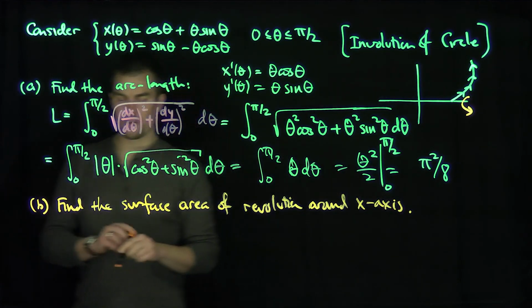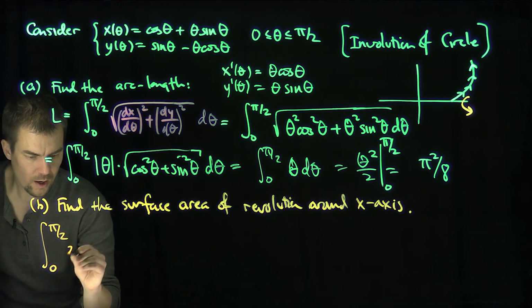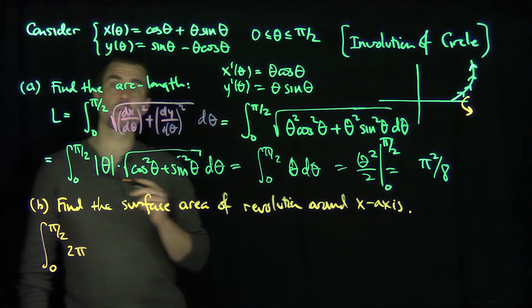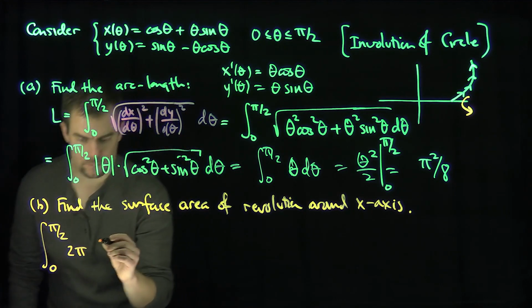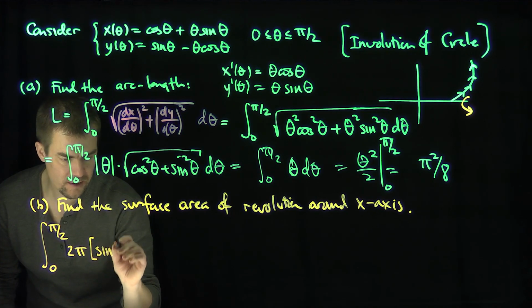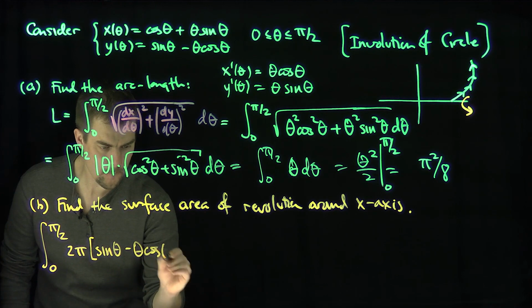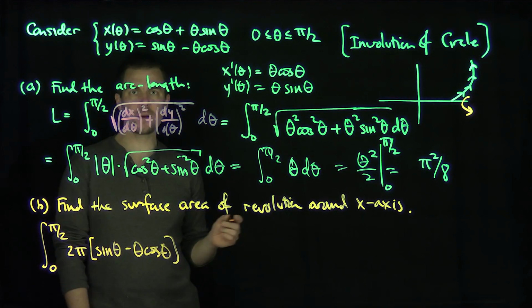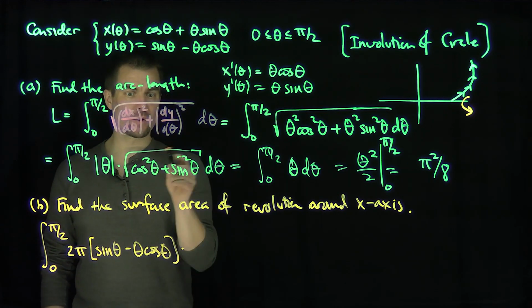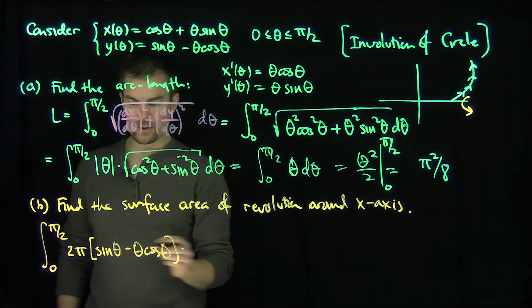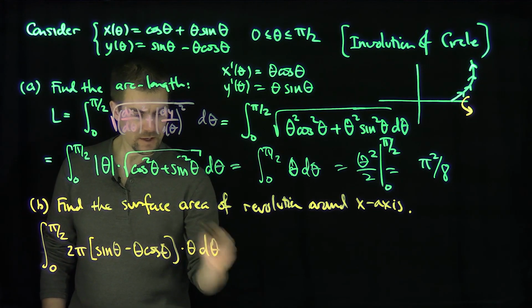Okay, so what's that formula? That formula is going to be the integral from 0 to pi over 2 of 2 pi times y. What is y? Y is given over here: sine theta minus theta cosine theta. Okay, that's my y. And then times ds, which is this thing over here. So what is ds? We found that ds is just d theta, so I have an extra factor of theta over here. So I have a theta d theta.